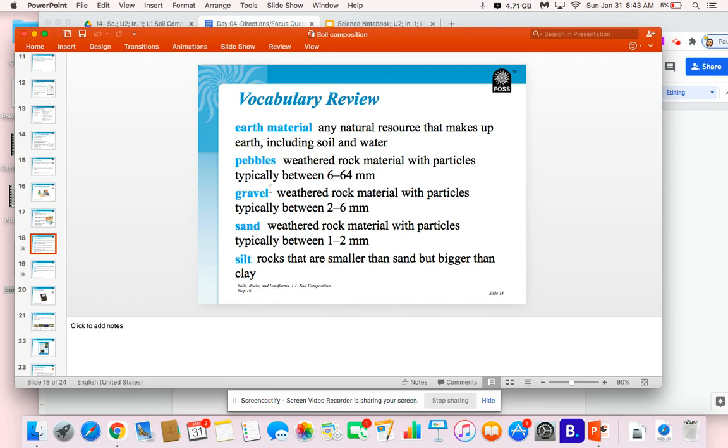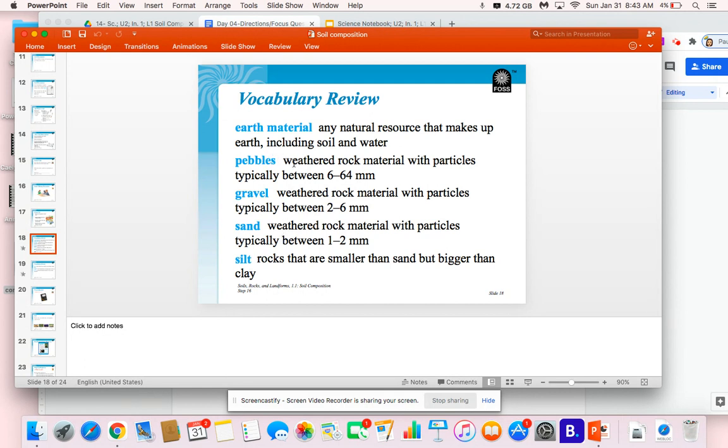Okay, and here are the different kinds of rocks that we talked about during our investigation. So we talked about pebbles, gravel, sand, and silt. Okay, all the 4 vials contained these. Now, not all of the vials of soil contained all of these kinds of rocks, but some of them contained some kinds of rocks and some contained others.